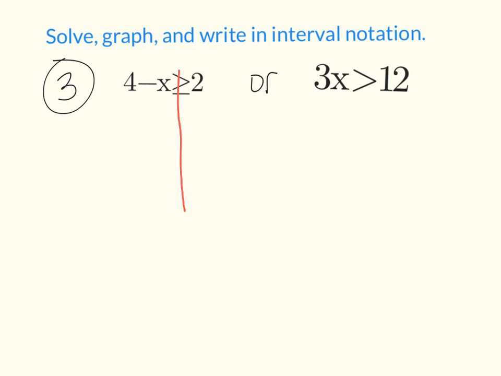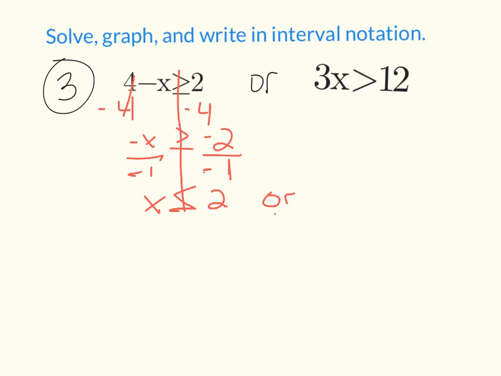Here I have 4 minus x. I'm going to subtract 4 since it's positive. The negative is on your x, so it's negative x is greater than or equal to negative 2. I divide by negative 1. Keep in mind, I'm dividing by a negative here. So x is going to now be less than or equal to. Negative 2 divided by negative 1 is positive 2.